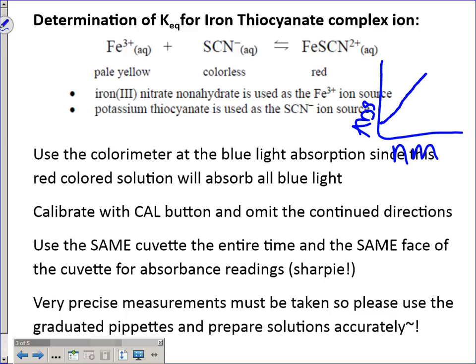Let's see here, blue, so it's going to peak over on this side. What's blue's wavelength? 550-ish nanometers or so. So that's where you'll be looking on your colorimeter for the absorbance level, the wavelength to select for your absorbance values. Okay? And you should have your concentrations already.